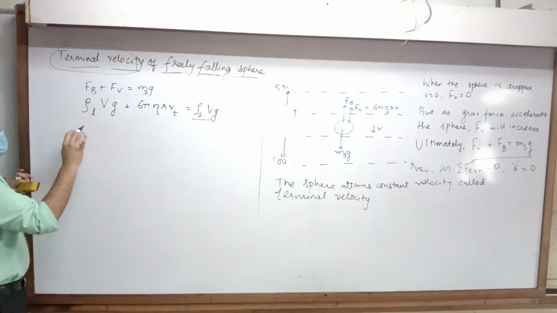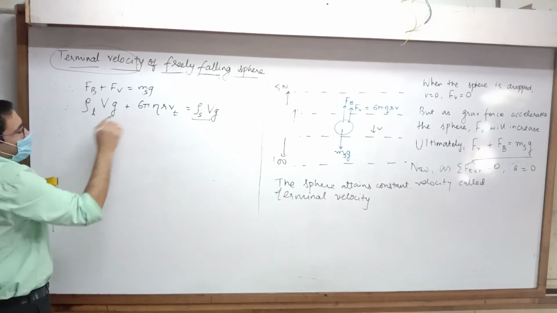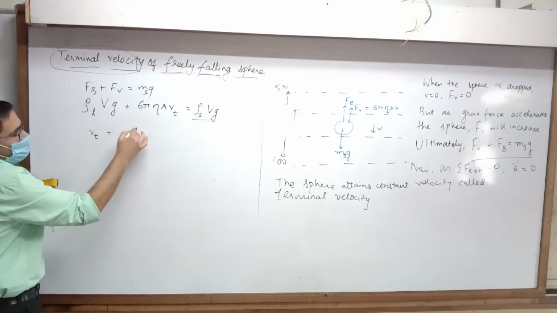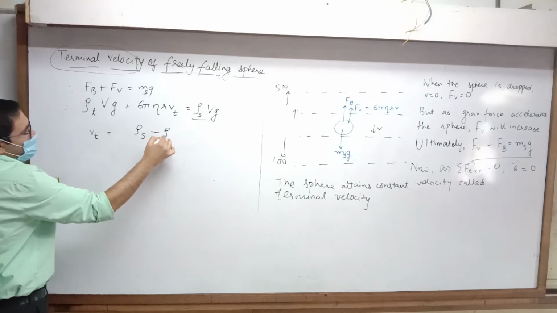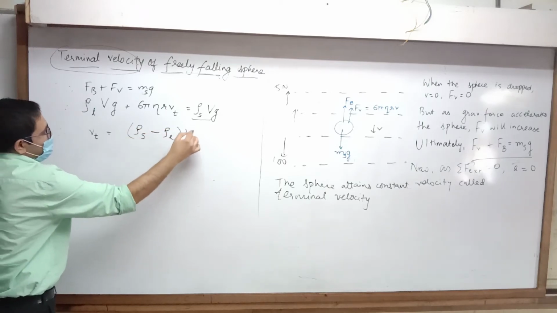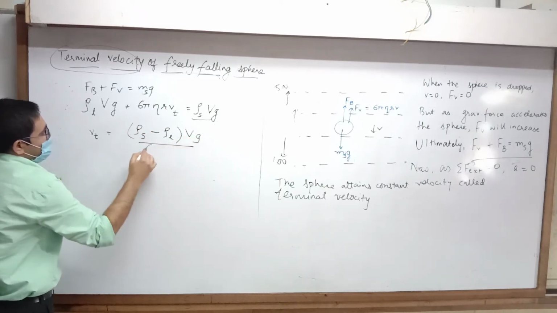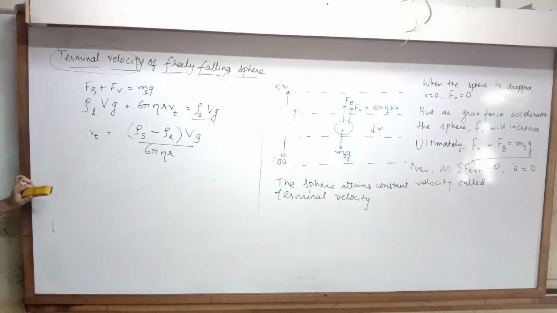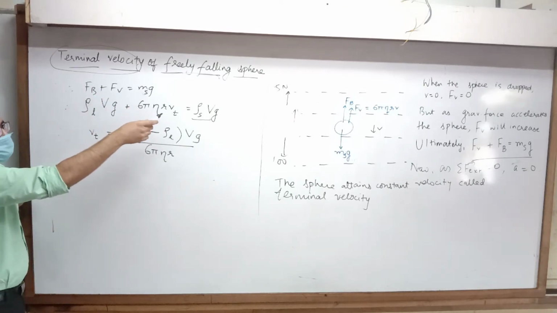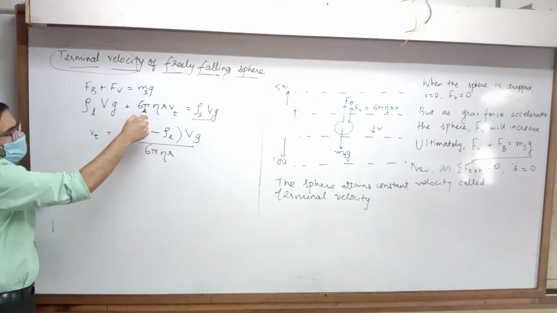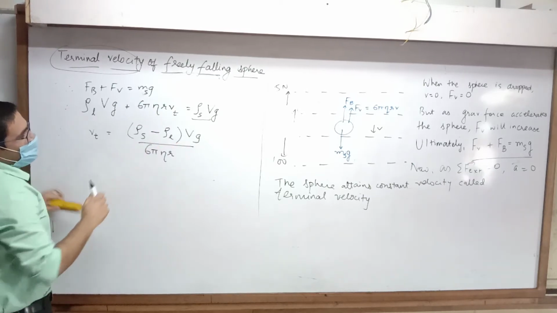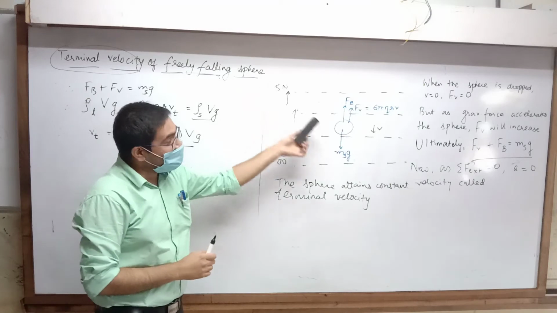Finally, I'm going to separate VT, so only VT on this side and everything else on the other side. Do you understand what I've done? In this term, V g is common, and then 6 pi eta r. Now, what's the volume of this sphere?